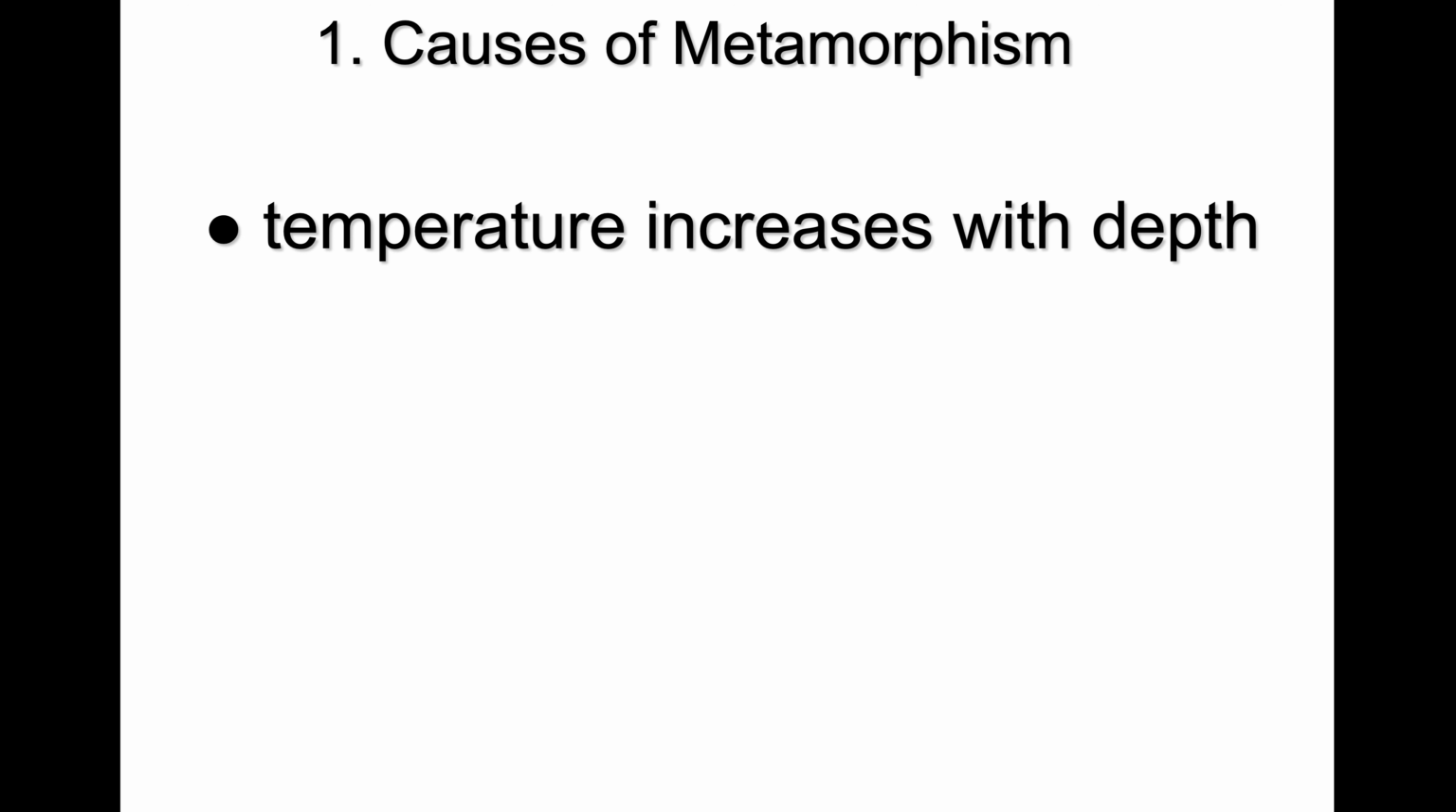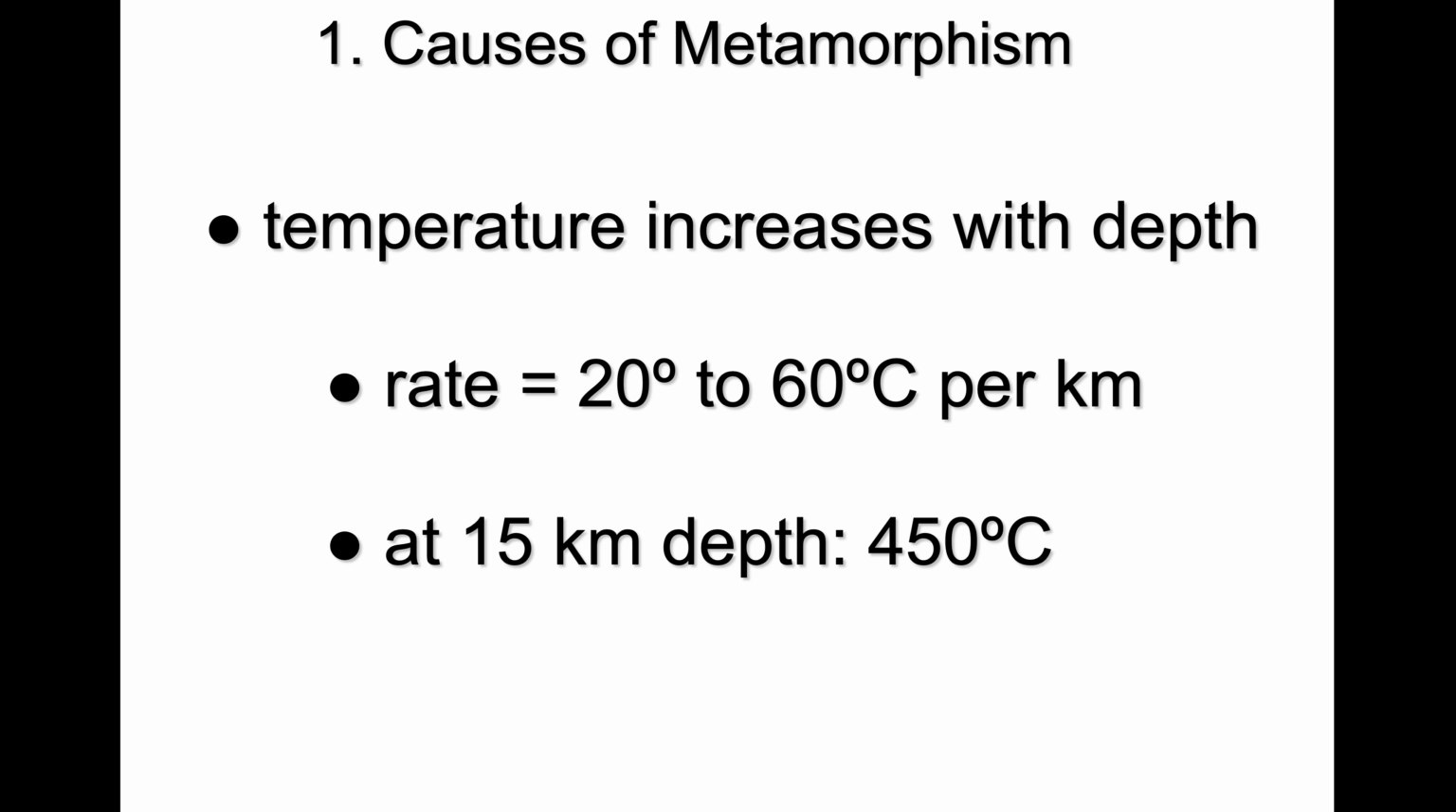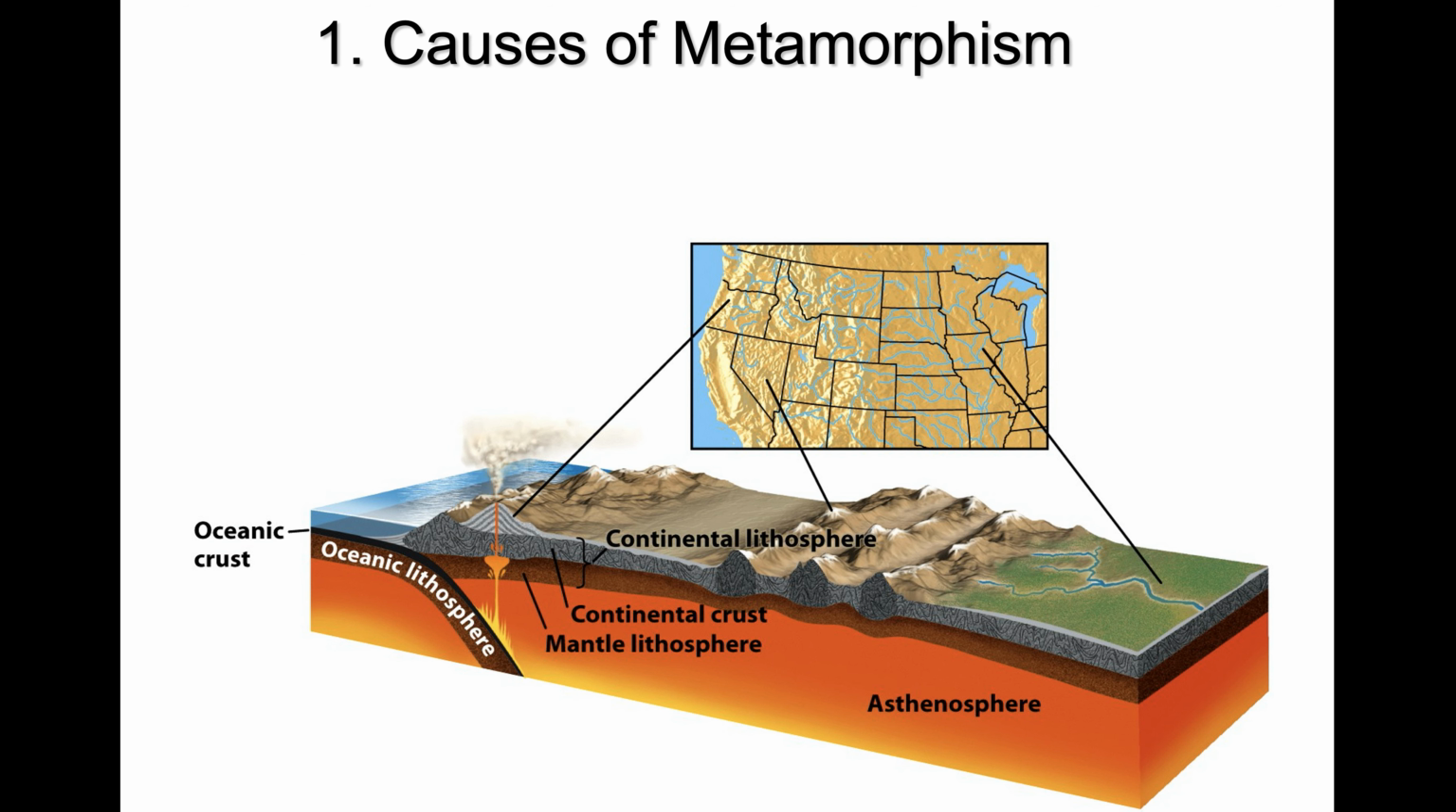The next important aspect is that the temperature increases with depth. The rate varies between 20 and 60 degrees Celsius per kilometer. So we can expect at a depth of about 15 kilometers a temperature of 450 degrees Celsius, but we can also have higher temperatures, because the rate varies between 20 and 60 degrees Celsius per kilometer.